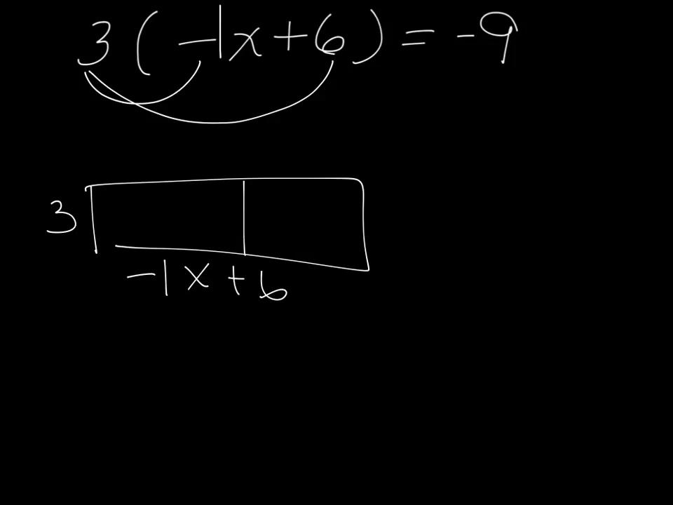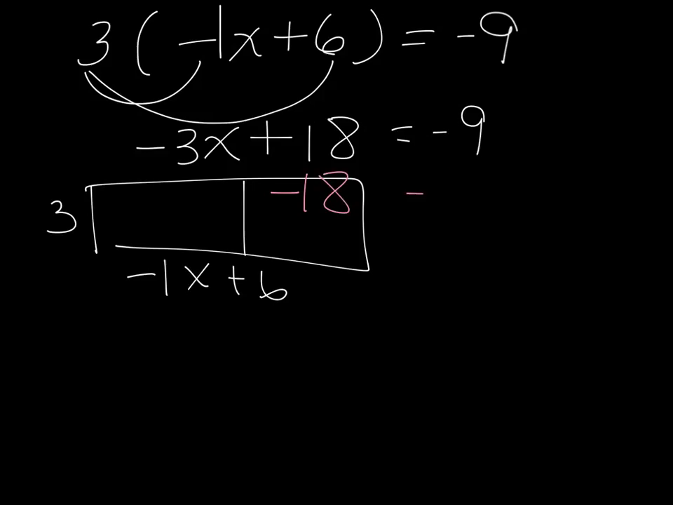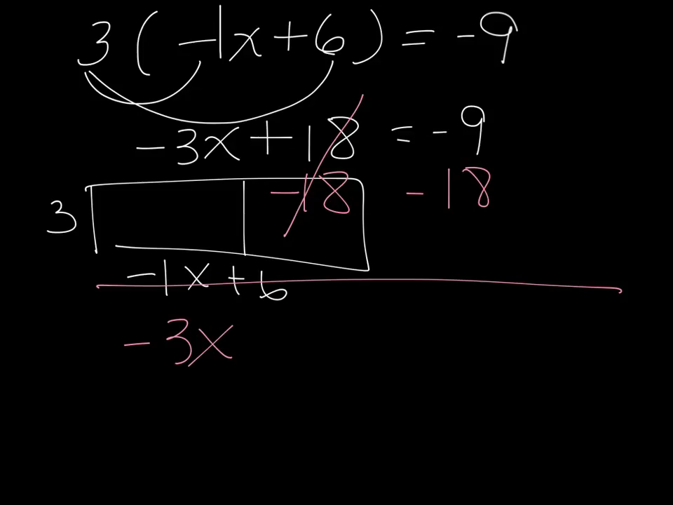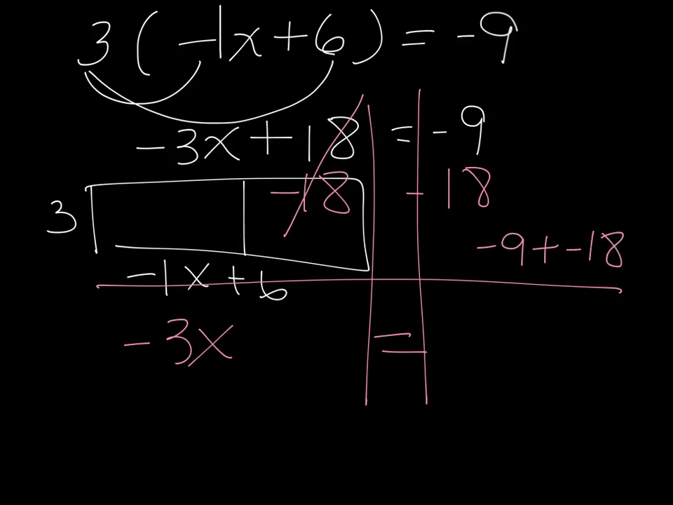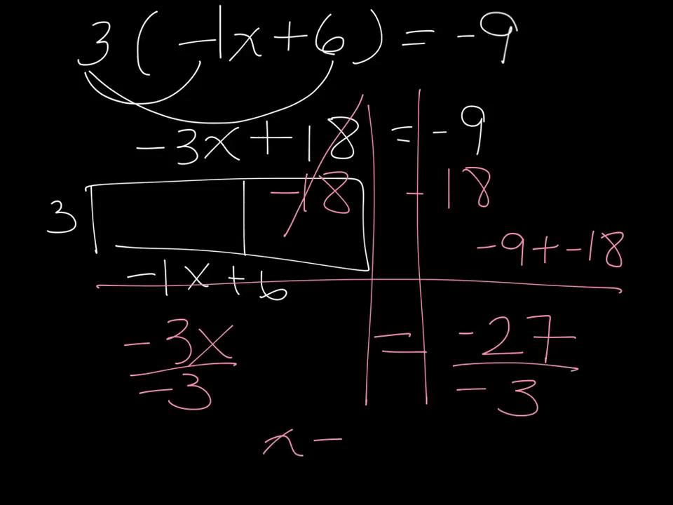Alright, so 3 times -1x is -3x plus 18 equals -9. I distributed the 3 to -x and 6. So then I am going to subtract 18 from both sides. I'm going to get -3x. 18 minus 18 is just 0. Let's put this down. -9 plus a -18. What do you think that's going to be? -27. We're going to divide by -3 on both sides. x equals 9. Okay? Let's see if that holds true.